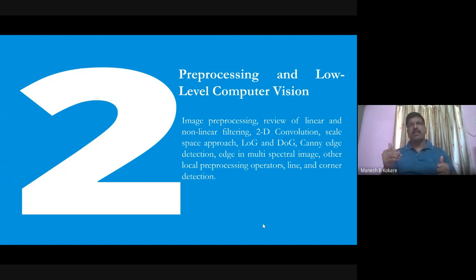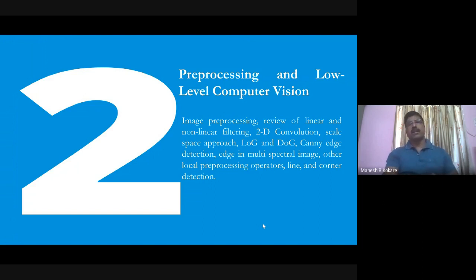And at the end of this chapter, we'll be studying different operators which are used for detection of lines, detection of corners, and so on. So in this chapter, we'll be studying low-level computer vision processes and so on.